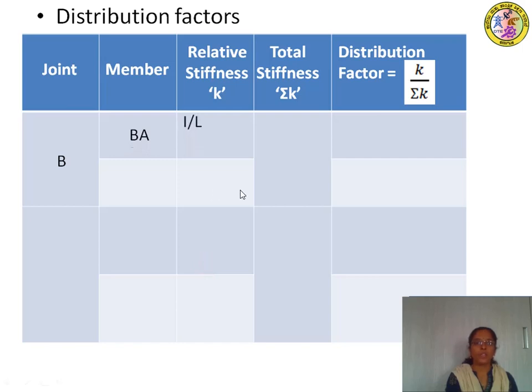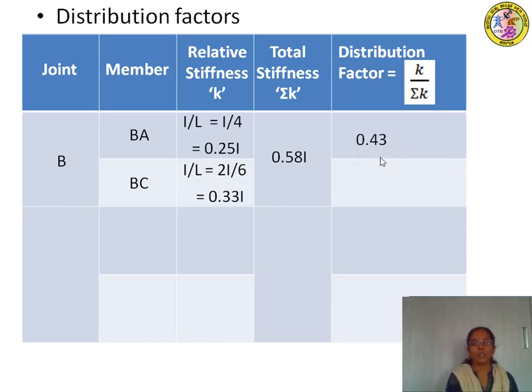The relative stiffness is I by L, therefore it is 1I by 4, which is equal to 0.25I. And for BC member, the relative stiffness is also calculated by I by L, which is equal to 2I by 6. The moment of inertia is 2I for the horizontal member, and the length is 6 meter. Therefore relative stiffness is 0.33I. So the total stiffness at joint B is 0.25 plus 0.33I, which will be equal to 0.58I. And the distribution factor for BA is 0.43, and that for BC is 0.57.